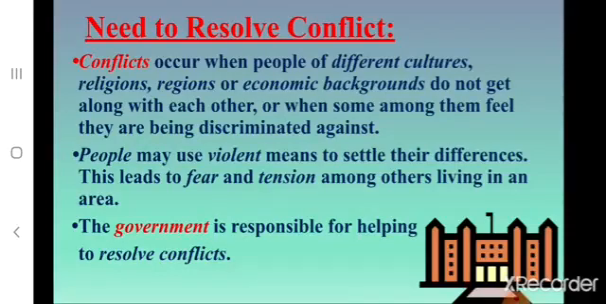So, when do conflicts occur? Conflicts occur when people of different cultures, religions, regions or economic backgrounds do not get along with each other and feel that they are being discriminated against. And sometimes the people, to settle their differences, may use violent means, and this will lead to fear and tension among all the people that are living in that area. So the government is responsible for helping to resolve these conflicts.